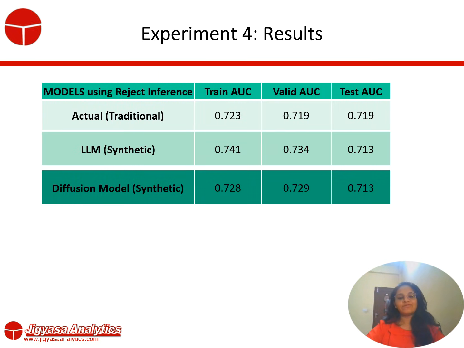Let's look at how the final experiment performed. Traditional model, train AUC 0.723, validation 0.719, holdout 0.719. LLM model, train 0.741, validation 0.734, holdout 0.713. Diffusion model, train 0.728, validation 0.729, holdout 0.713.